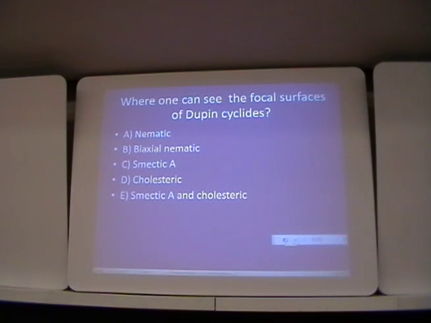Okay, so now, where can one see the focal conic surfaces of Dupin cyclides? Nematic, biaxial nematic, smectic, cholesteric, or smectic and cholesteric? Let's have a small review with all the answers. On the 40 votes. So many people got discouraged by the original experience.